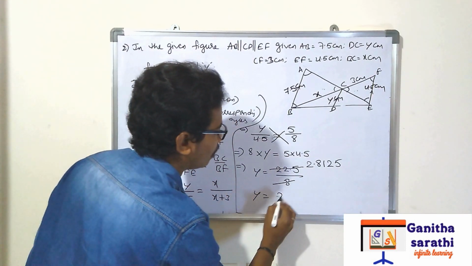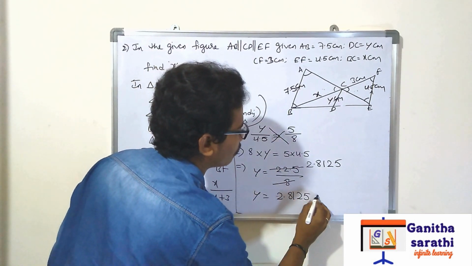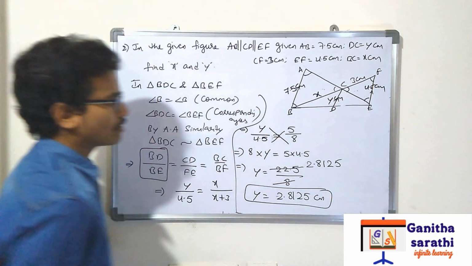So what is the value of y we got? 2.8125 centimeters. Understood, all of you?